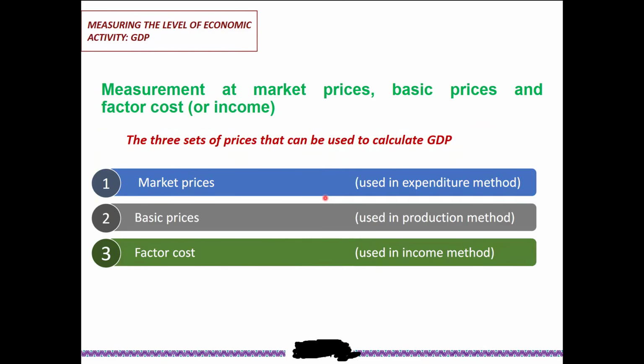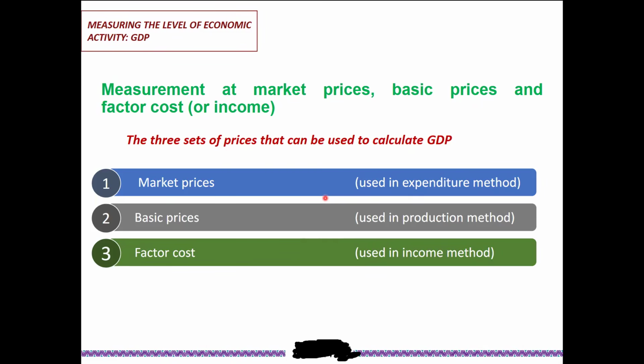And then measurement of market prices, basic prices, and factor cost or income. The three sets of prices that can be used to calculate GDP. So we can calculate GDP at market prices. That is used when we are calculating GDP using the expenditure method, right? And then calculating GDP at basic prices is used when we are calculating GDP using the production method. And then calculating GDP at factor cost is used when we are calculating GDP using the income method, right?